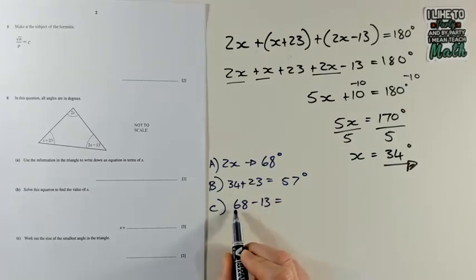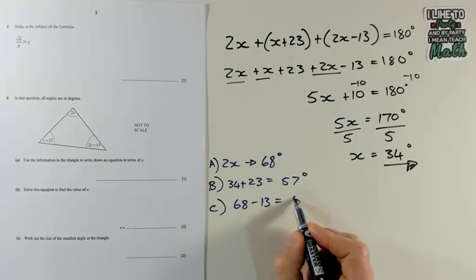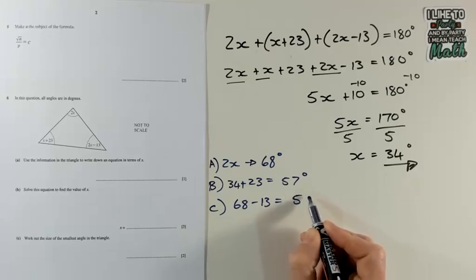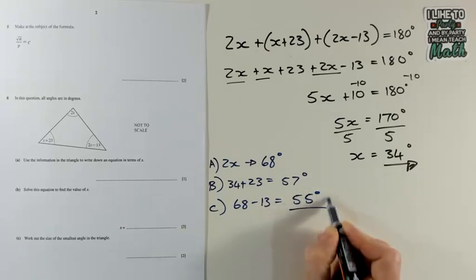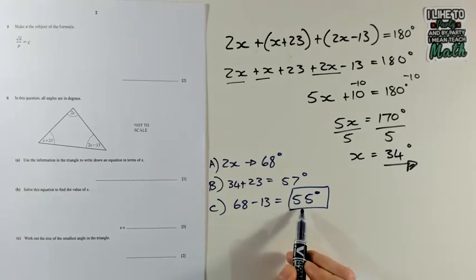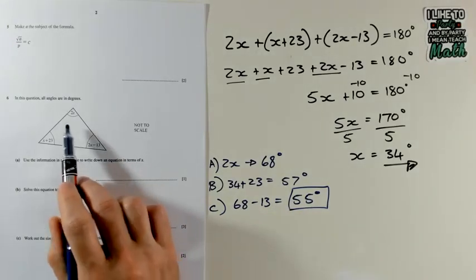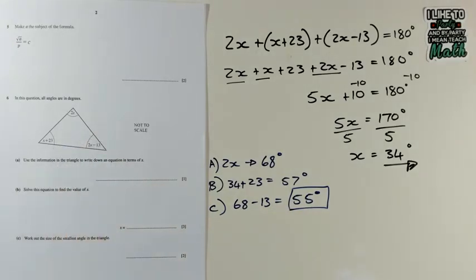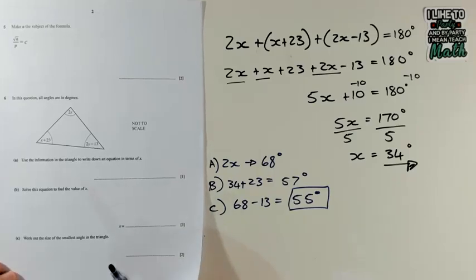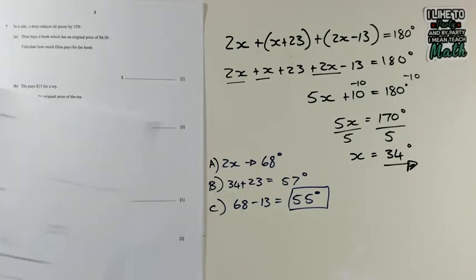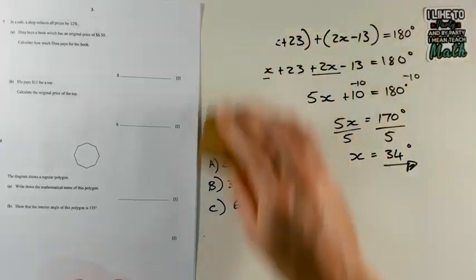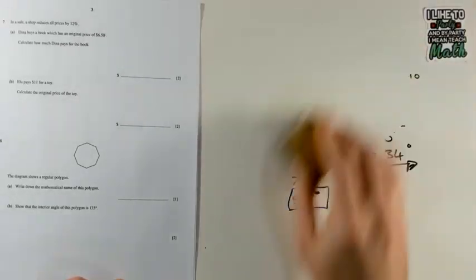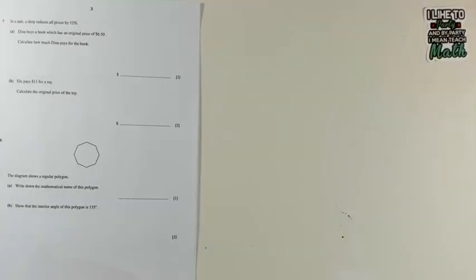Quick, 8 minus 3 is 5, so 55. The smallest angle here would be 55. Work out the size of the smallest angle. So that one was the smallest. Okay, that's pretty much it. Let's see what's on the next page. Seems like we have some percentages here. Let's see what's going on next.